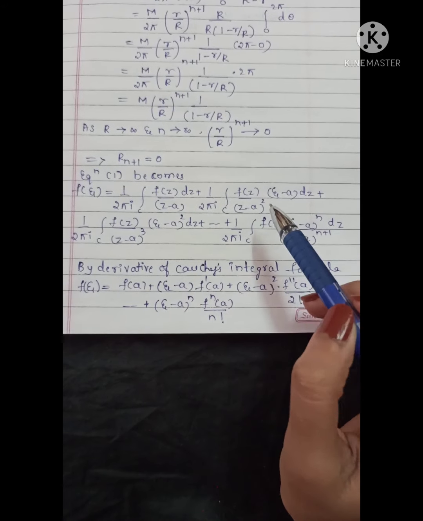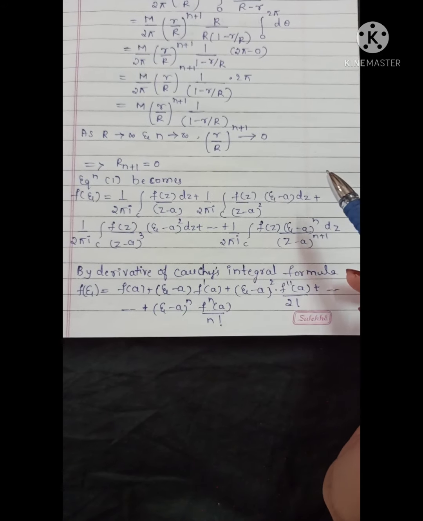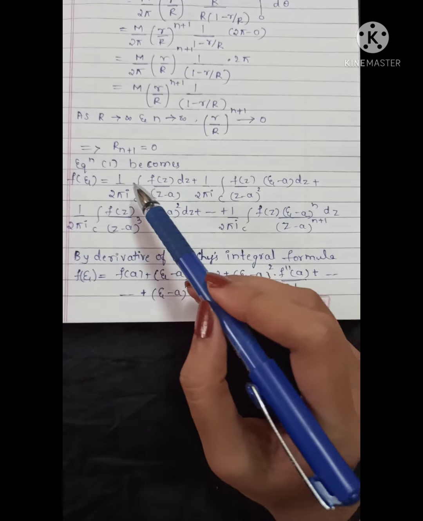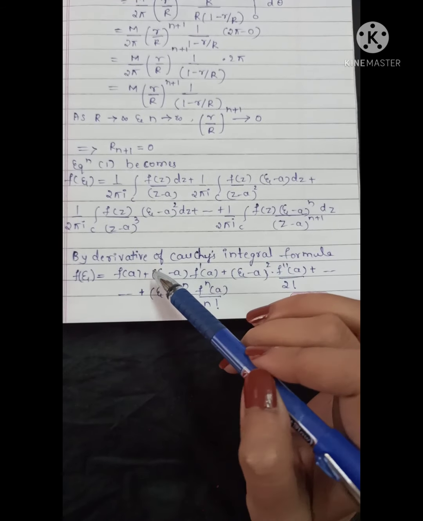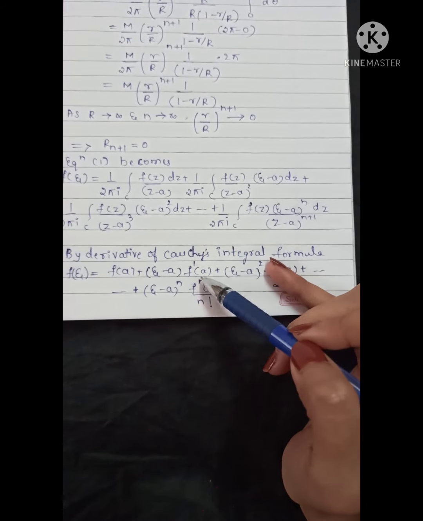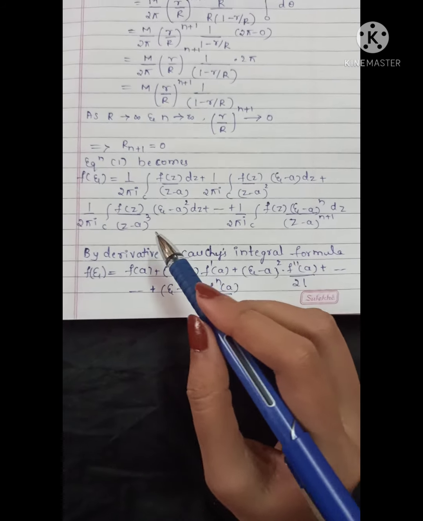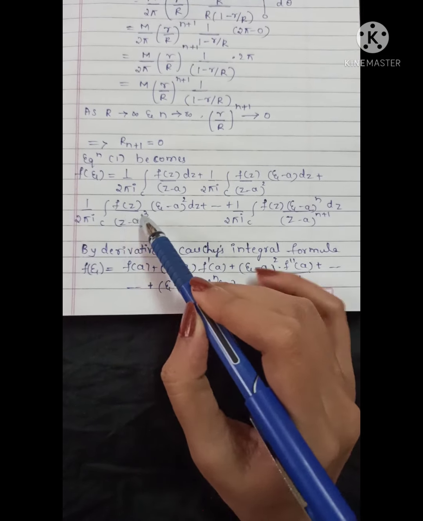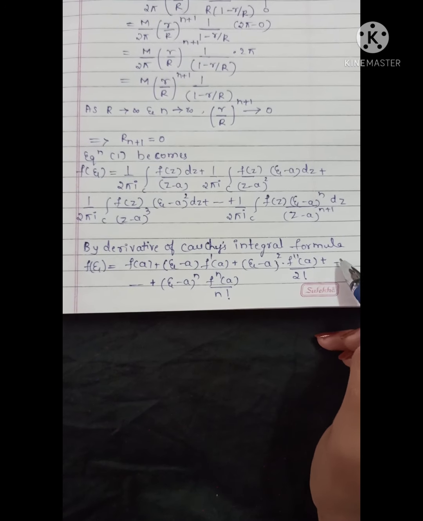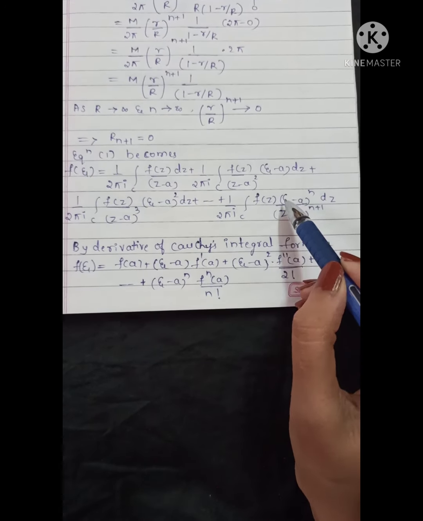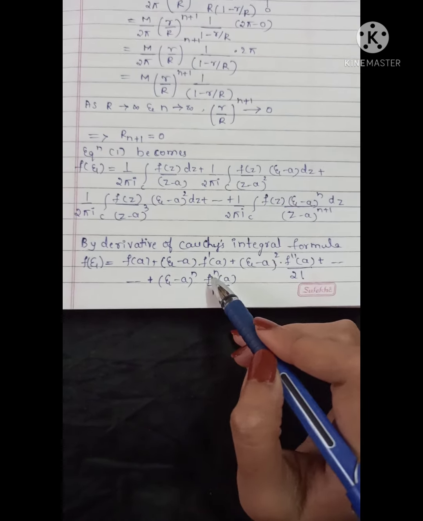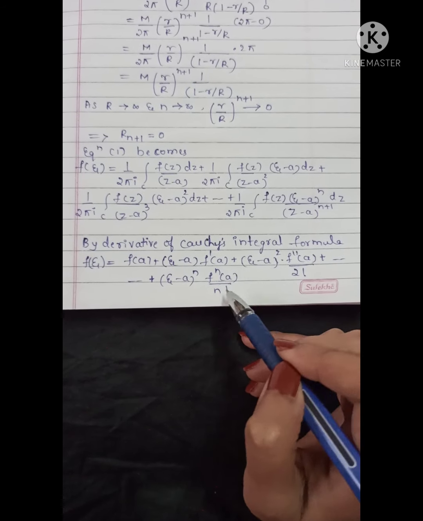Now here we have to apply equation number 2, that is Cauchy's integral formula for the nth derivative. f of xi is equal to, the value of this integral is f of a, plus (xi minus a), as the value of this integral is f dash of a, plus (xi minus a) whole squared, as the value of this integral is f double dash of a divided by 2 factorial, plus and so on, plus (xi minus a) whole to the power n, into the value of this integral, which is f to the power n of a divided by n factorial.